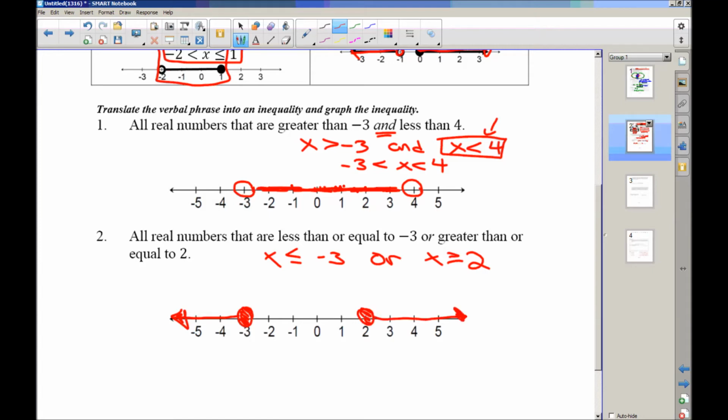Because all of our answers are anything that makes this one true, or both of them true. That's all the stuff that makes either one of them true and both of them true, which is no number makes both of them true. Okay. All right, this concludes our second page.